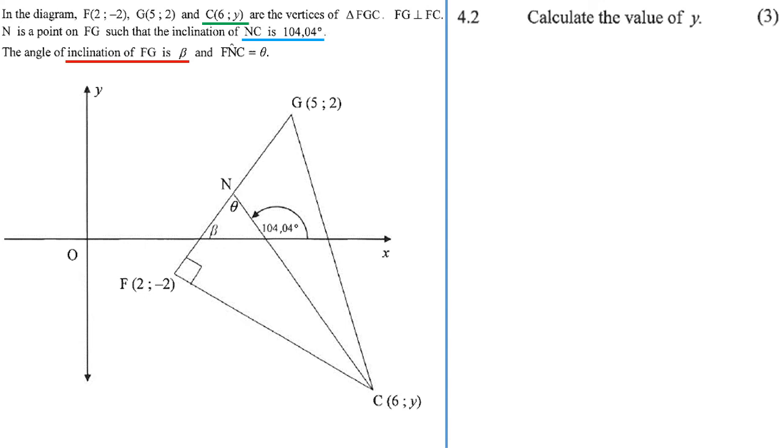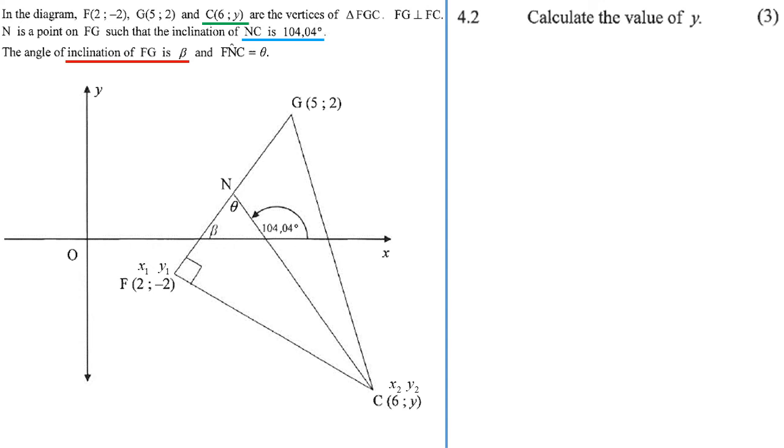Let's label the coordinates of F to be x1 and y1 again. But now we are no longer focusing on FG, we are actually looking at FC. So now let's also label C to be x2 and y2. Why? Because we will write the gradient formula for this one. The gradient of FC must be equal to what? The reciprocal of the gradient of FG with the opposite sign. And remember, you calculated the gradient of FG in the previous question, question 4.1.